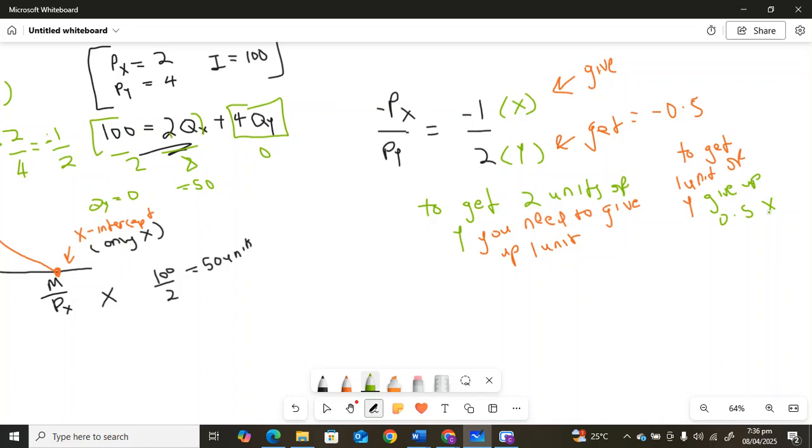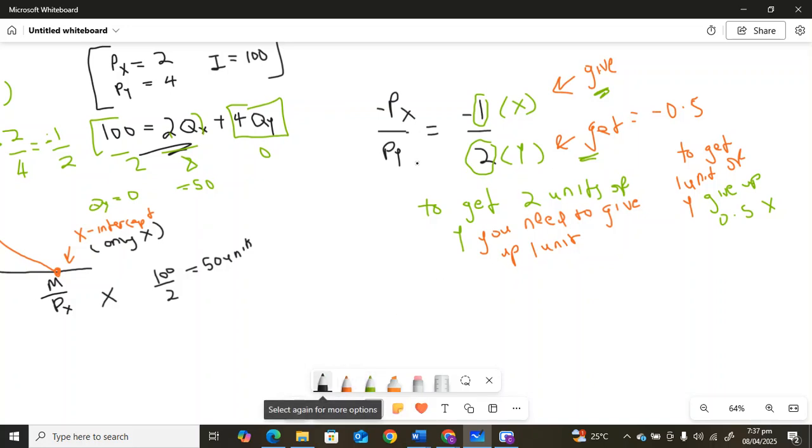Most books, that's how they interpret it. The denominator is what you're getting, and the numerator is what you're giving up. So here, this 1 over 2, to get 2 units of y, you have to give up 1 unit of x. So if you want to find out what about if I want to get 1 unit of y, how many x should I give up? That's how we divided and got this 0.5 units. It can also be interpreted the other way around, but most books interpret it like this.